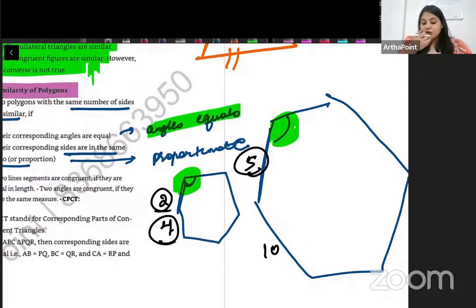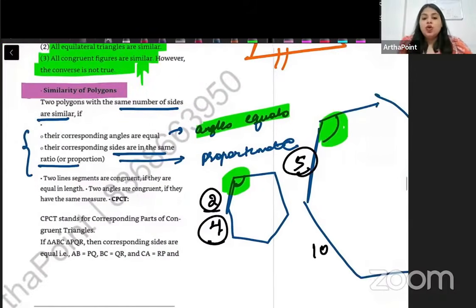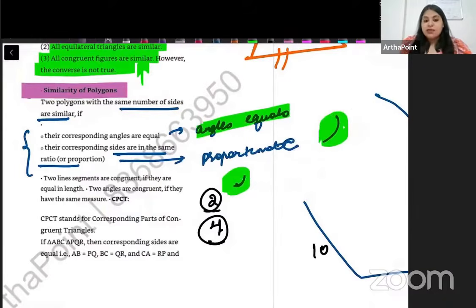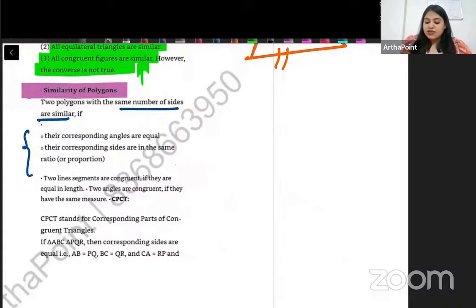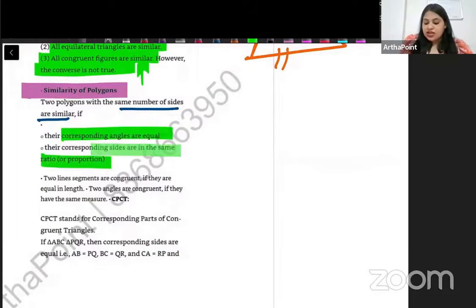Are you getting it? So we are saying that two polygons with the same number of sides are similar if two things are satisfied. First, that the corresponding angles are equal and the sides are in the same ratio. Only then will we say that they are similar.